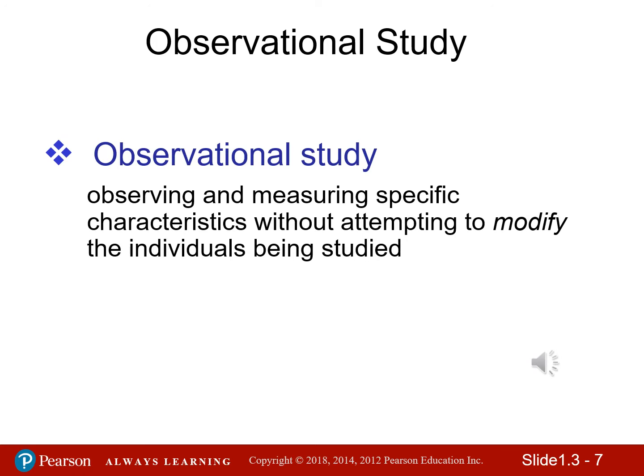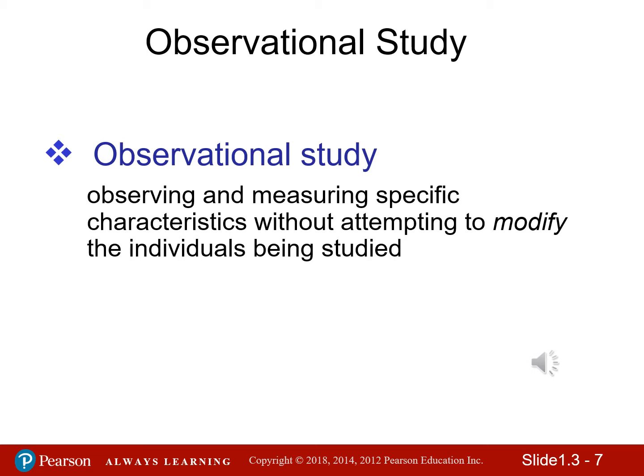In observational studies, we observe and measure specific characteristics without attempting to modify the individuals being studied. An example of this would be a study that took a random sample of adults and asked them about their bedtime habits. The data showed that people who drank a cup of tea before going to bed were more likely to go to sleep earlier than those who didn't drink the tea.